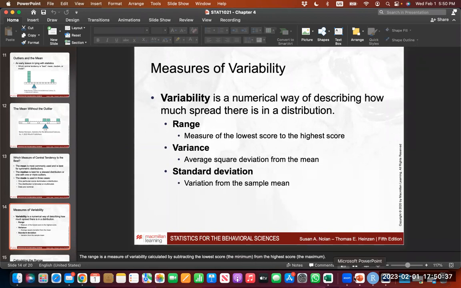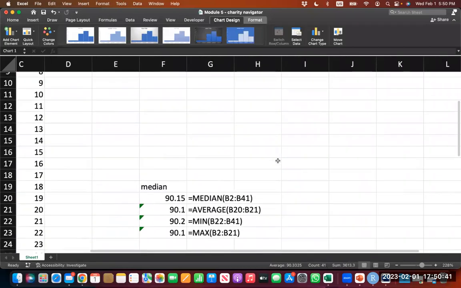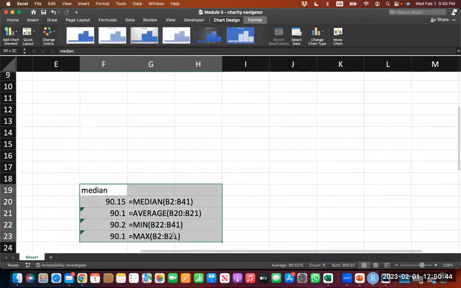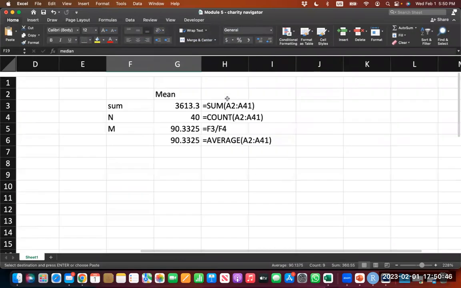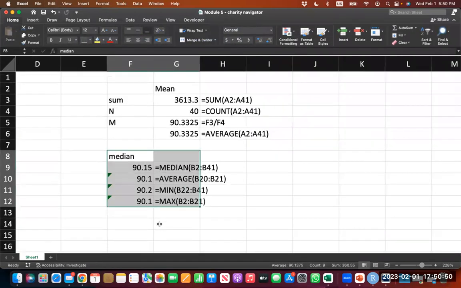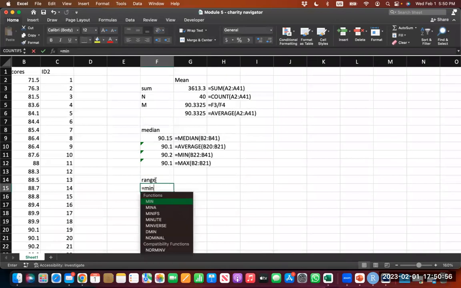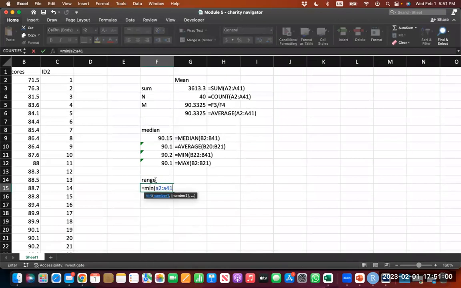So if you were to calculate this in your data set, let's bring this up. With Control and X, you can copy and paste, so you can move things around. If we were to calculate the range, we would need to understand min from A2 to A41. No, not A, B.